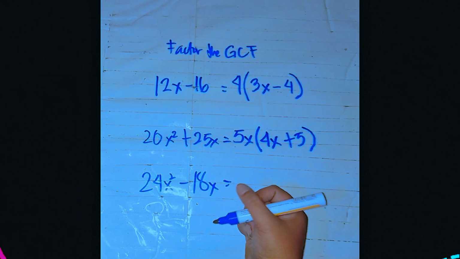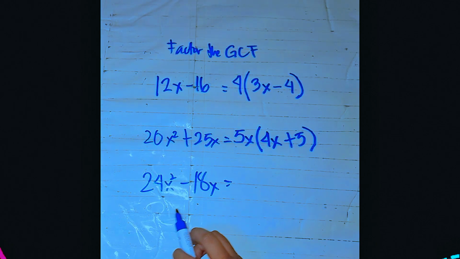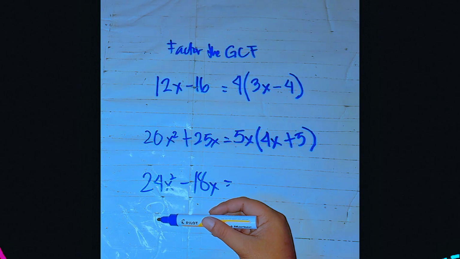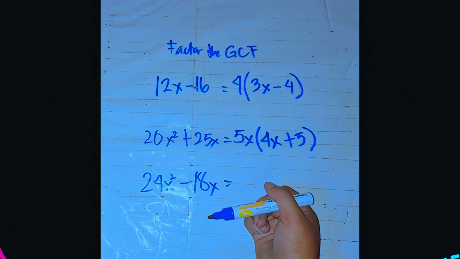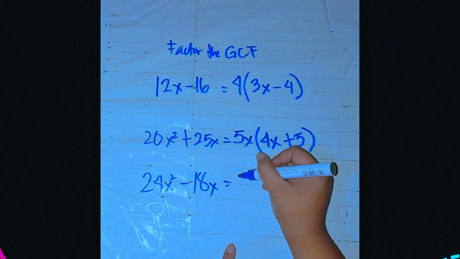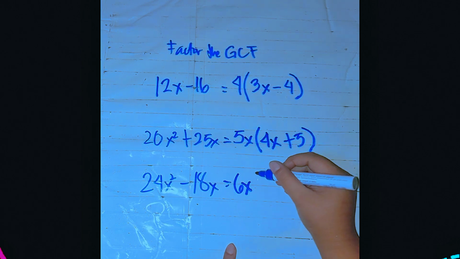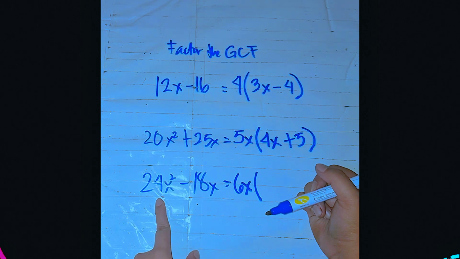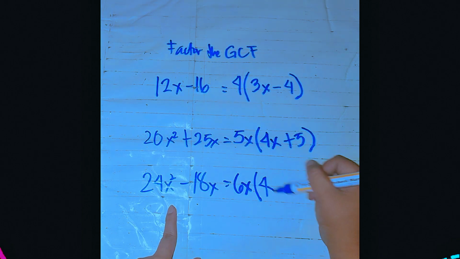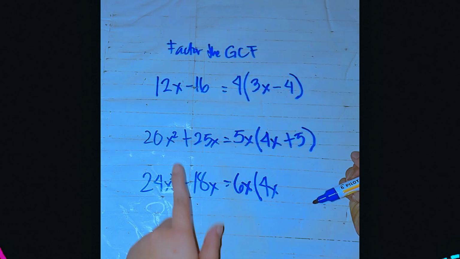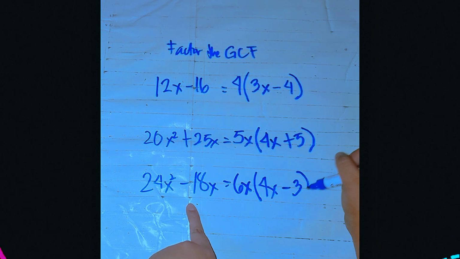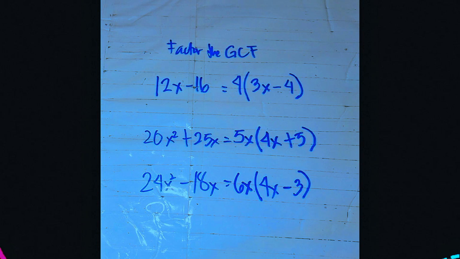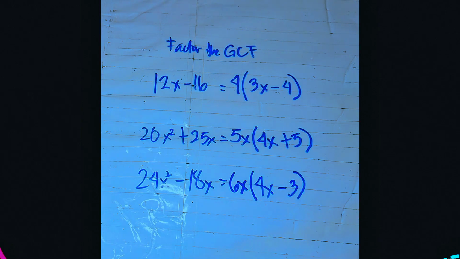The next one, let's have 24x squared and negative 18x. Both can be divisible by 6 and 2, but 6 is bigger than 2, so we'll use 6. We have 6x. 24x squared divided by 6x is equal to 4x. Negative 18x divided by 6x is equal to negative 3. And there you have it. The factors of the greatest common factor.